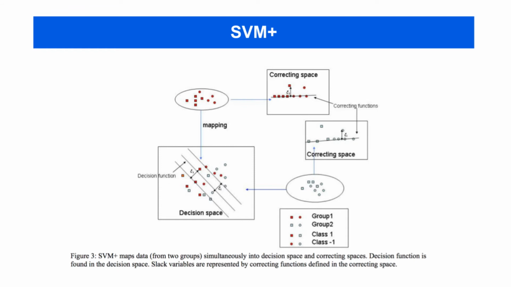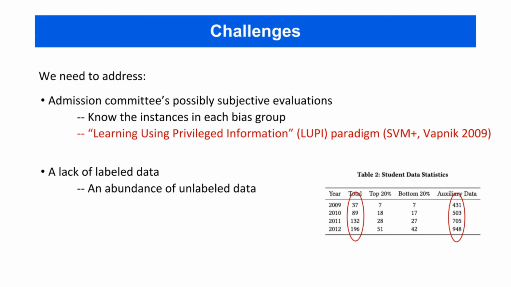A common decision function is found in the decision space. In addition, each group has its unique correction function. Slack variables are represented by correcting functions defined in the correcting space. Another challenge is the limitation of the training data.